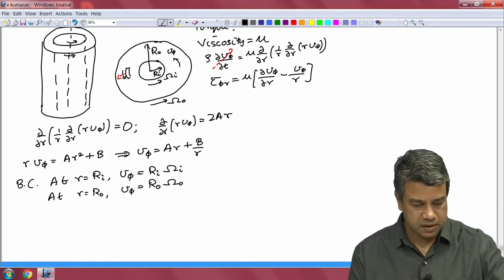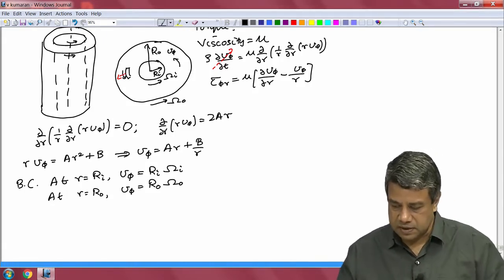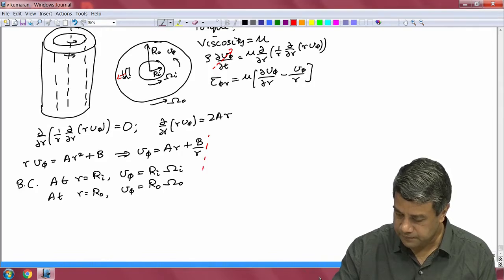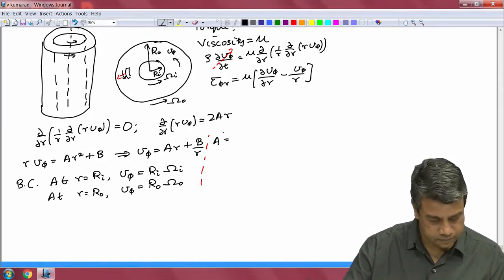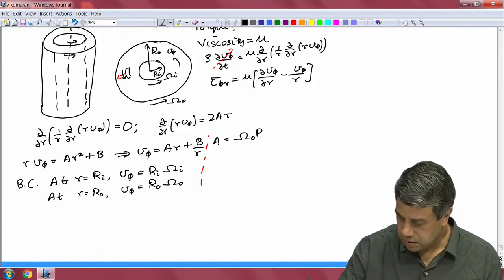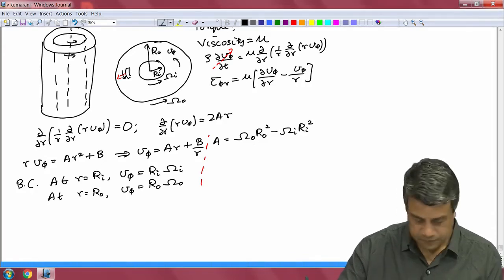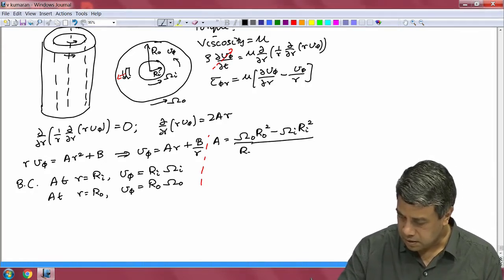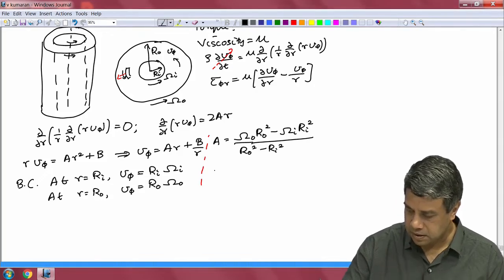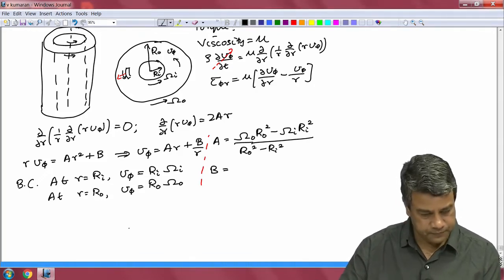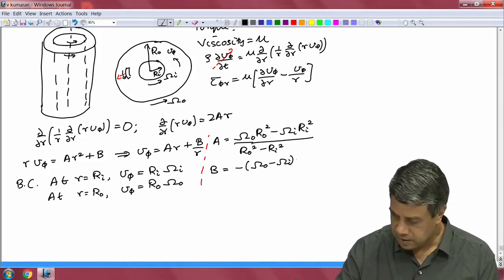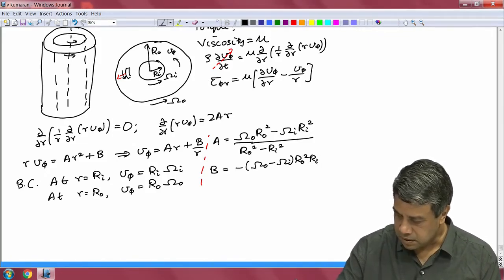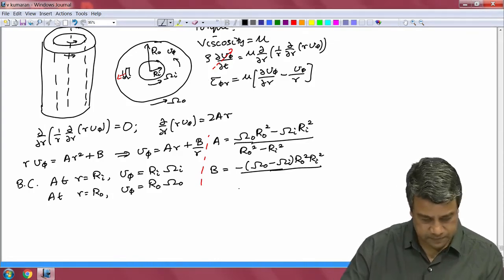It involves some algebra. I will not go into the details. I will just give you the results. The results are that A is equal to (omega_o r_o square minus omega_i r_i square) by (r_o square minus r_i square). And B is equal to minus (omega_o minus omega_i) r_o square r_i square divided by (r_o square minus r_i square).